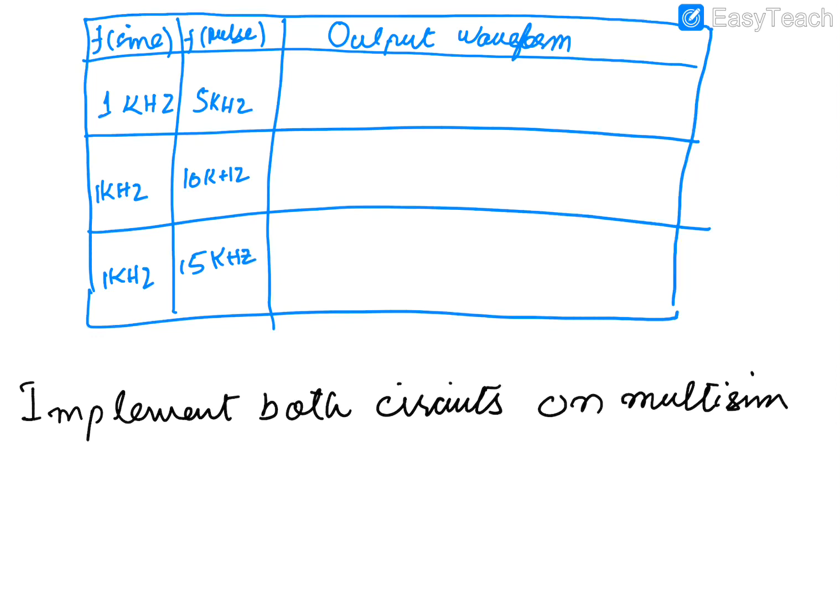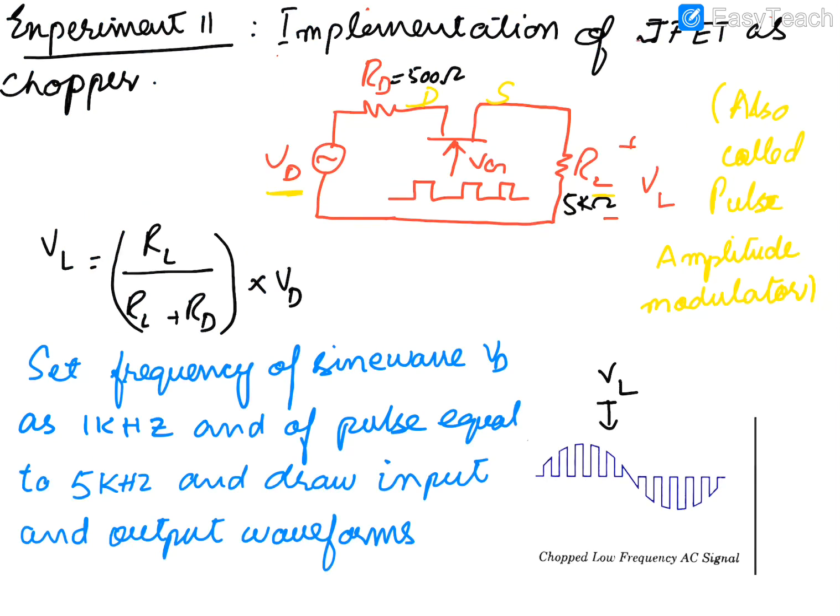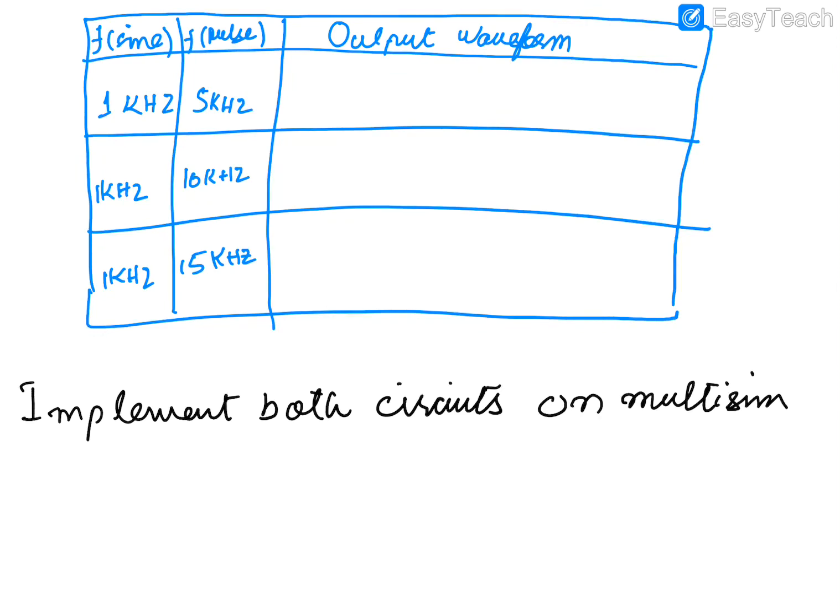You will fix the frequency of the sine wave at 1 kilohertz. You can set the peak voltage of input at any value, like 1 volt peak to peak, or 10 volt peak to peak. The frequency of the pulse will be changed from 5 kilohertz to 10 kilohertz and 15 kilohertz, and you will draw the output waveform here.